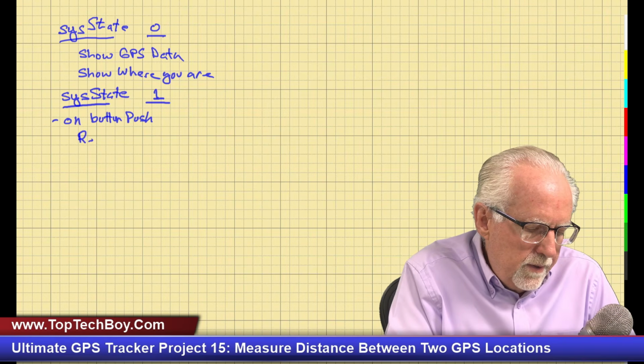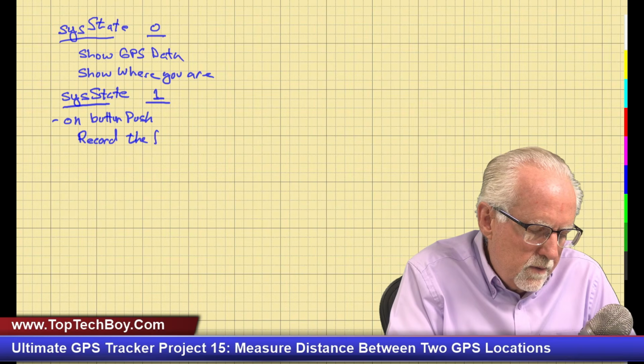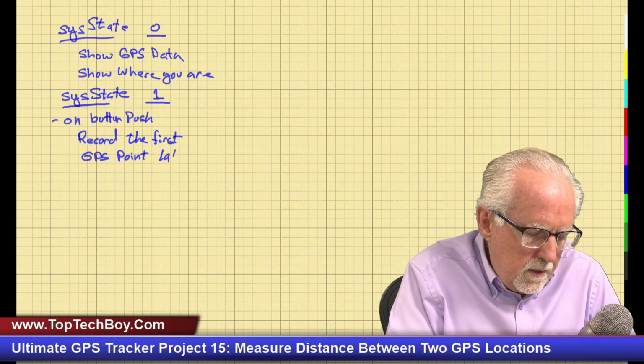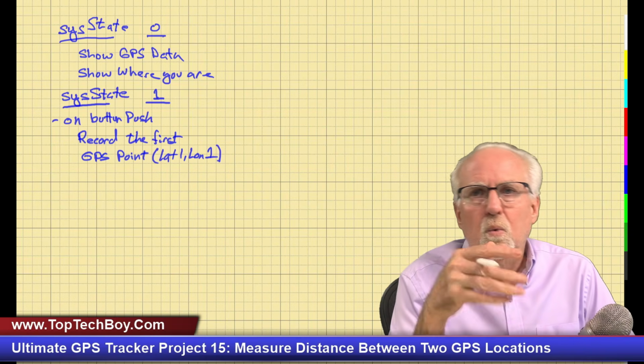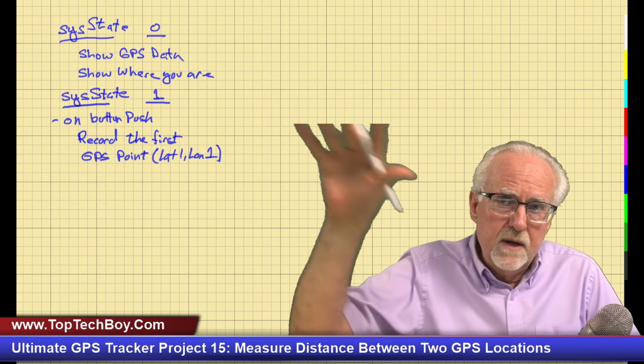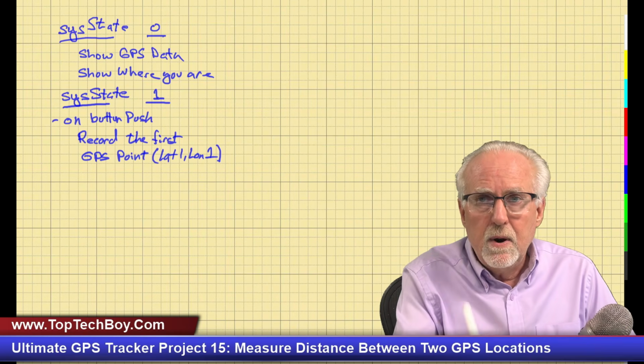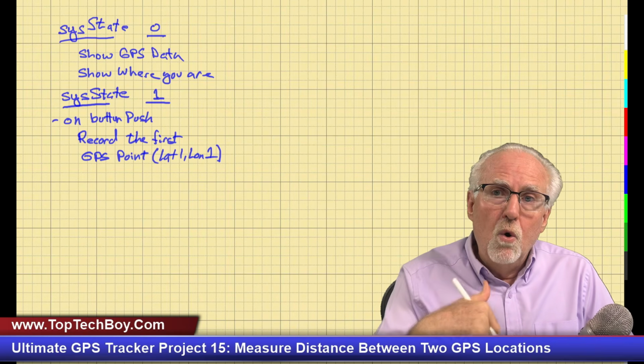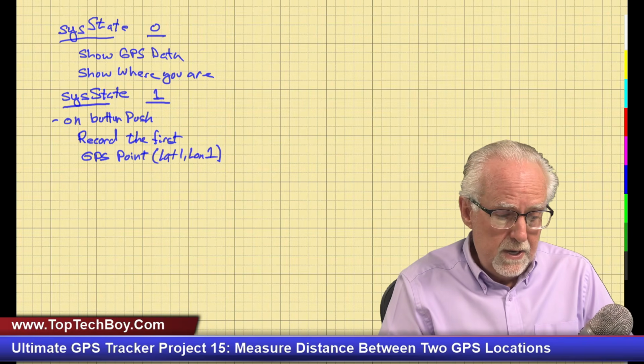Now, what do we do at sys-state 1? We record the first GPS point, and that's going to be lat 1, lon 1. Okay, so we're walking around. Our location on our OLED screen is constantly updating, and when we press that button, we record our present location.